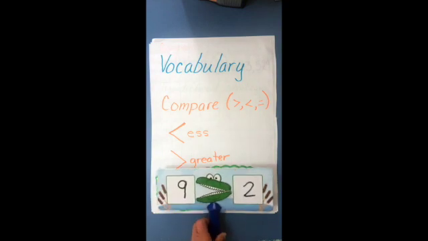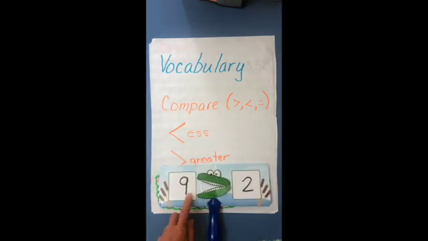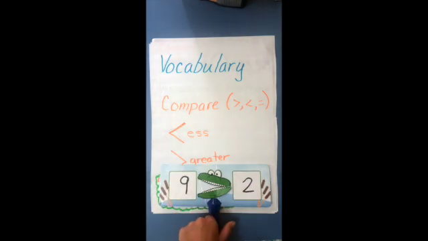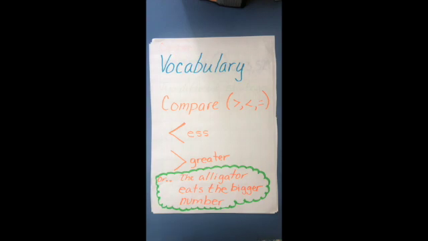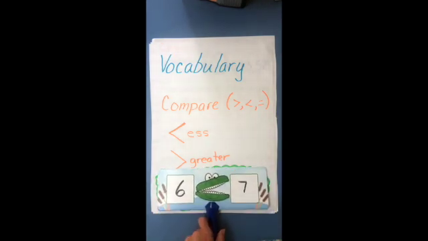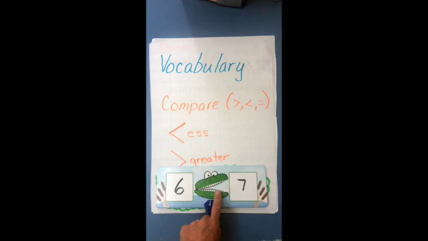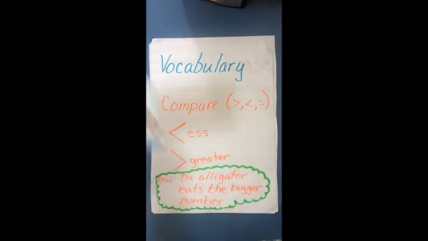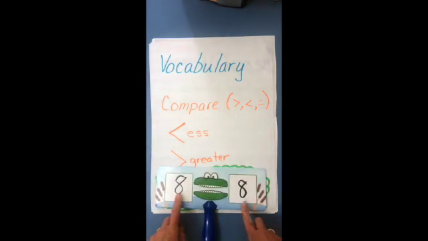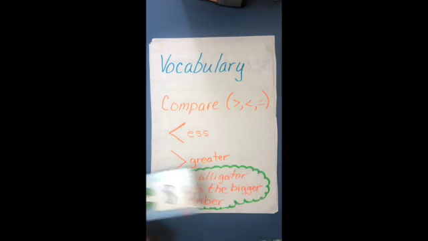For example, right here, the alligator always wants to eat the bigger number, so this is 9 is greater than 2. This right here is the 7 is bigger, so you notice the alligator is eating the bigger number, so this is 6 is less than 7. We always read from left to right on these. So on this one, the 8 and the 8 are the same, so the alligator doesn't know which one to eat, so we read it from left to right. 8 is equal to 8. Great.